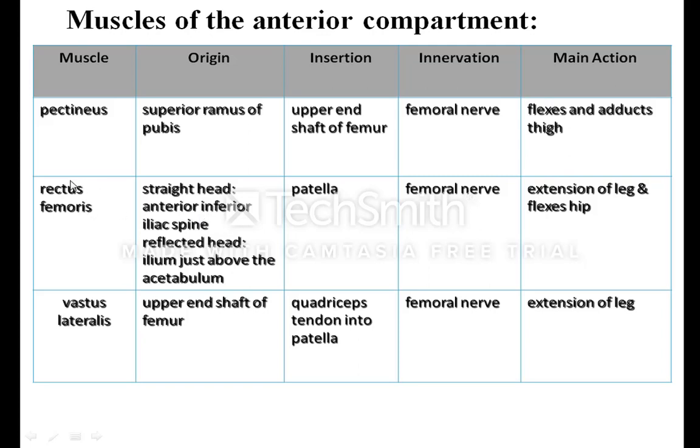We have the rectus femoris muscle. It has two heads, the straight head and the reflected head. The straight head is from the anterior inferior iliac spine, versus the reflected head from the ilium, just above the acetabulum. It inserts into the patella, innervated by the femoral nerve. Action: extension of the knee and flexion of the hip. The vastus lateralis arises from the upper end of the shaft of the femur. It's inserted into the quadriceps tendon, into the patella, innervated by the femoral nerve. Action is extension of the leg.